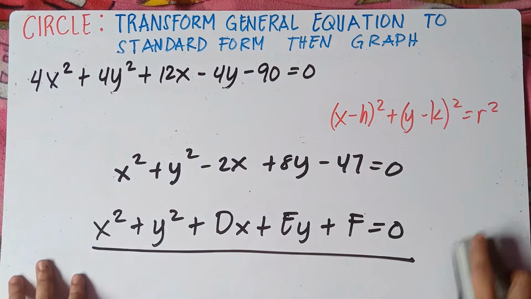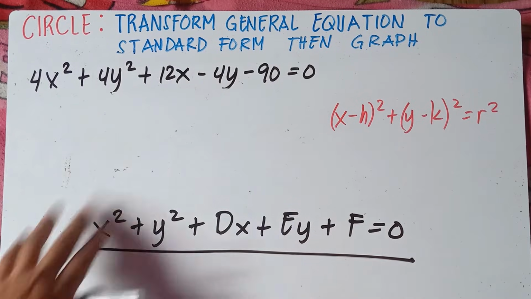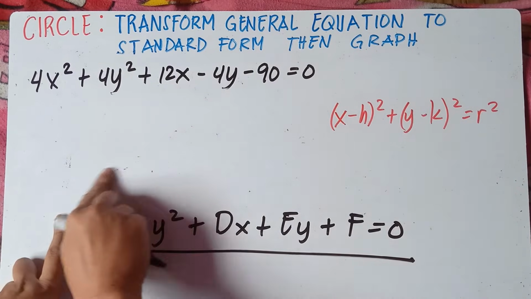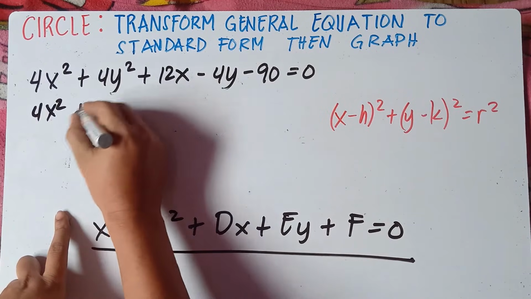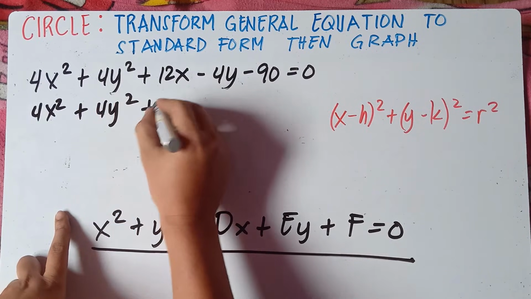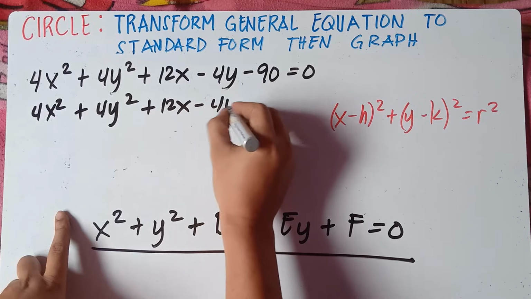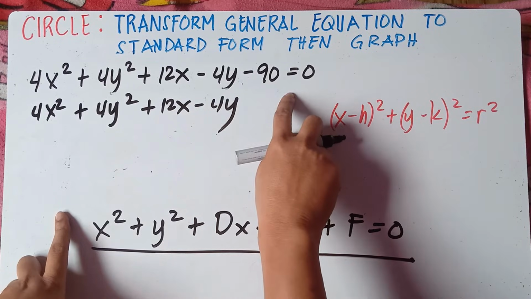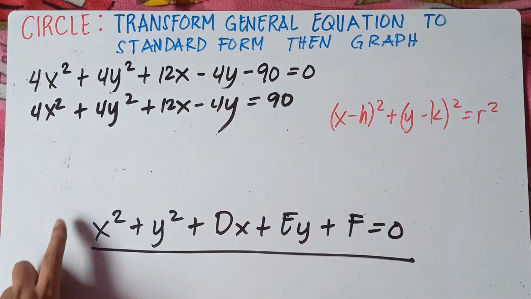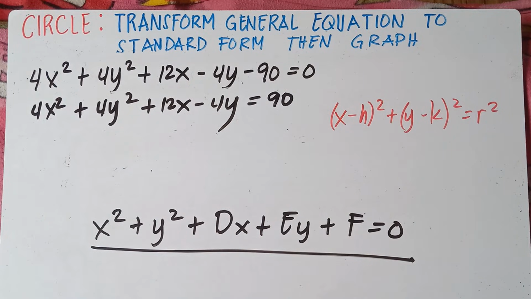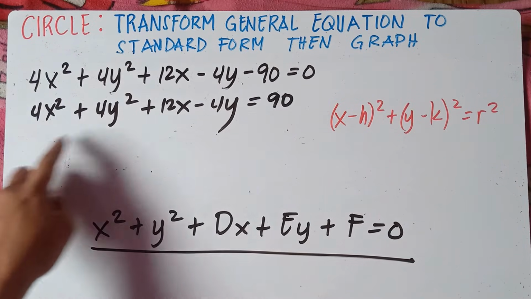Alright, so the first thing that you need to do is transpose 90 from left to right. So copy 4x squared plus 4y squared plus 12x minus 4y. Transpose 90 from left to right, it becomes positive 90. Alright, next we need to divide it by 4.